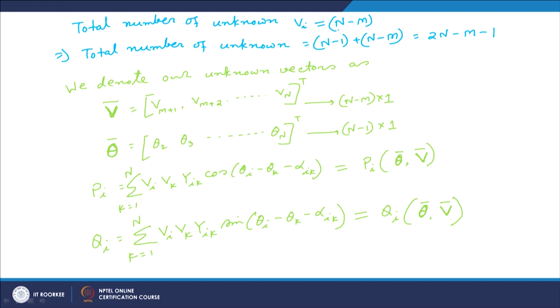Now, what we have already said is that our total number of unknowns is 2n minus m minus 1. If we wish to solve for these 2n minus m minus 1 unknown quantities, we should also have this many equations. So let us see from where we will get this many equations. Equations should be found only from the known quantities. So let us see what the known quantities are.